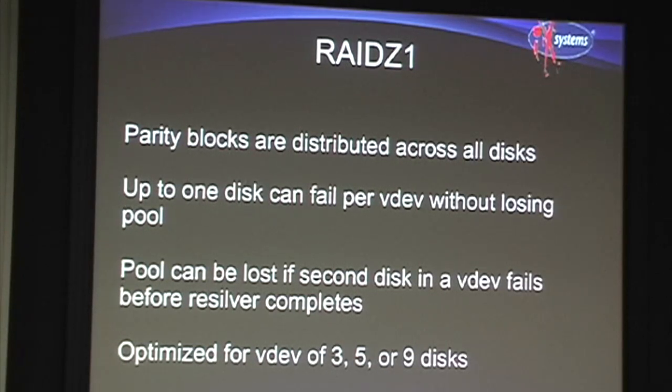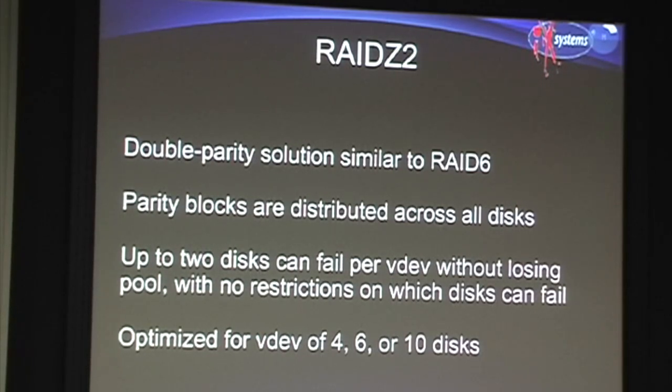When ZFS is doing a RAID Z, parity blocks are always distributed across all of your disks. So it's not like traditional RAID, where how parity was written depended upon the type of RAID. And for each of these, as I go through them, I'll tell you the optimal vdev size. So if you're creating a RAID Z1, typically you're feeding it 3, 5, or 9 disks at a time.